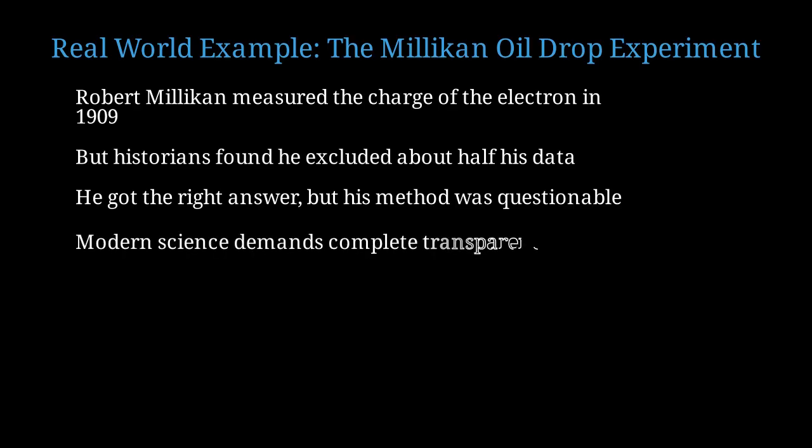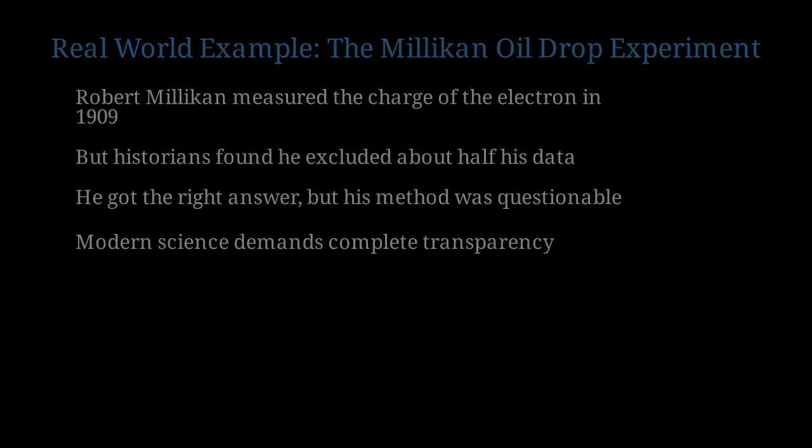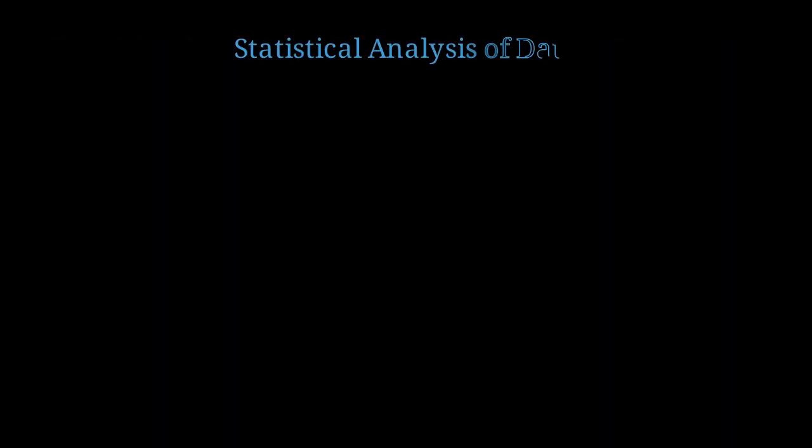Modern science demands complete transparency. You must report all your data, not just the data that supports your hypothesis. Once you have honest, complete data, you can perform statistical analysis to understand what it tells you. The mean is the sum of all your measurements divided by the number of measurements. This gives you the average value.